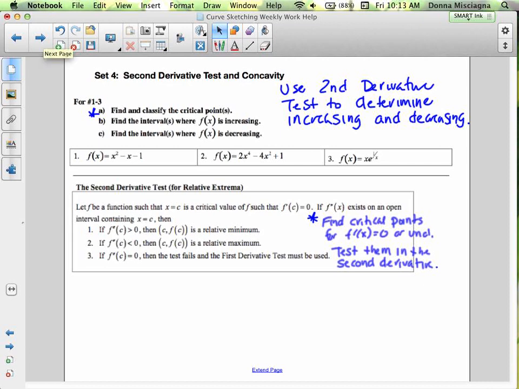or undefined, there is one that has an undefined, right? You're going to test them in the second derivative, right? So you take the first derivative, you find where the first derivative is undefined or 0, and then you test those values in the second derivative. And then here is what determines whether it's increasing or decreasing. So if the second derivative is greater than 0, the point is a relative minimum.